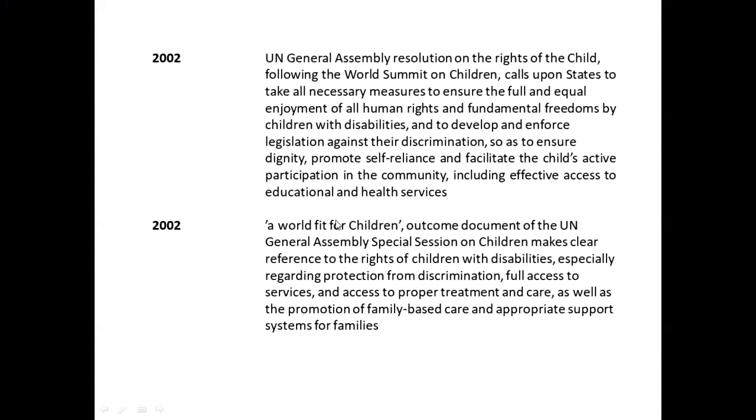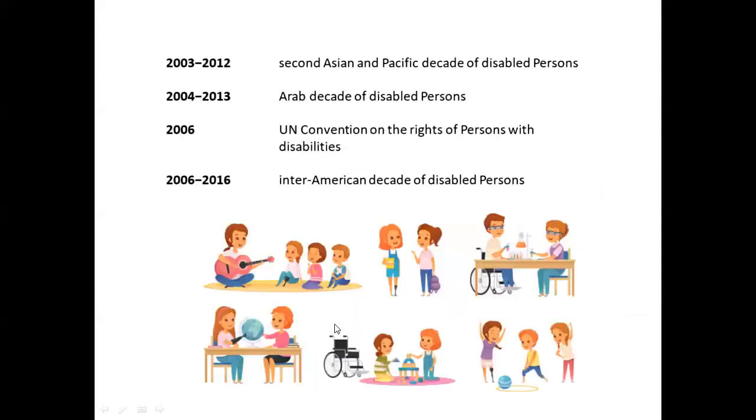2002, A World Fit for Children, outcome document of the UN General Assembly special session on children, makes clear reference to the rights of children with disabilities, especially regarding protection from discrimination, full access to services, and access to proper treatment and care, as well as the promotion of family-based care and appropriate support systems for families.